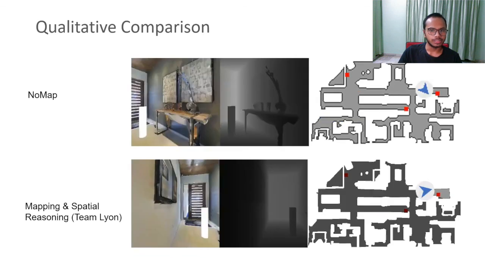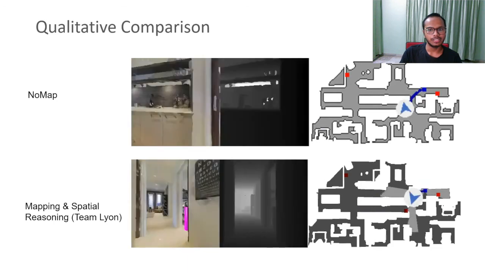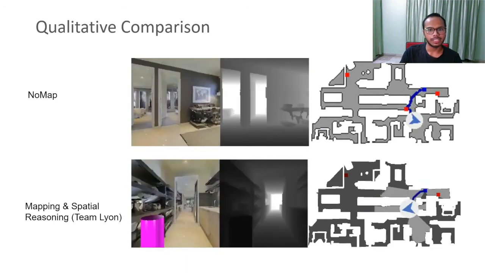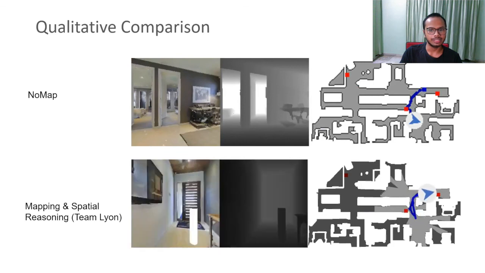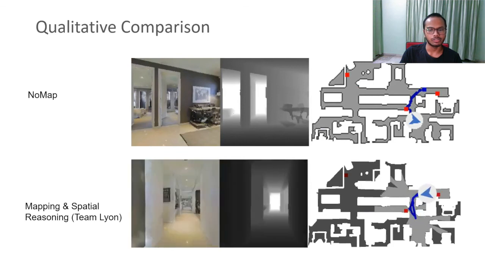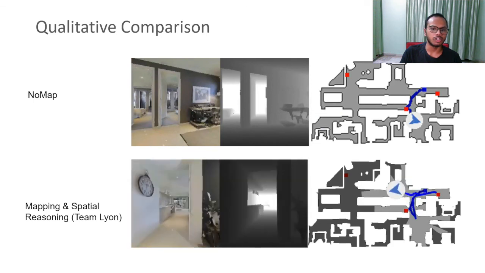In the episode shown here, the NoMap agent, even though it has seen the second goal, does not come back to it. The mapping and spatial reasoning agent, on the other hand, returns to the second goal, having seen it earlier and remembered its location. This demonstrates the advantage of having a useful long-term memory representation.